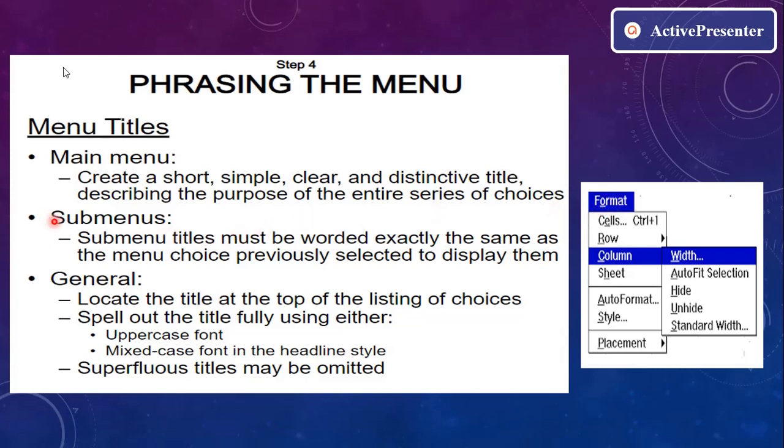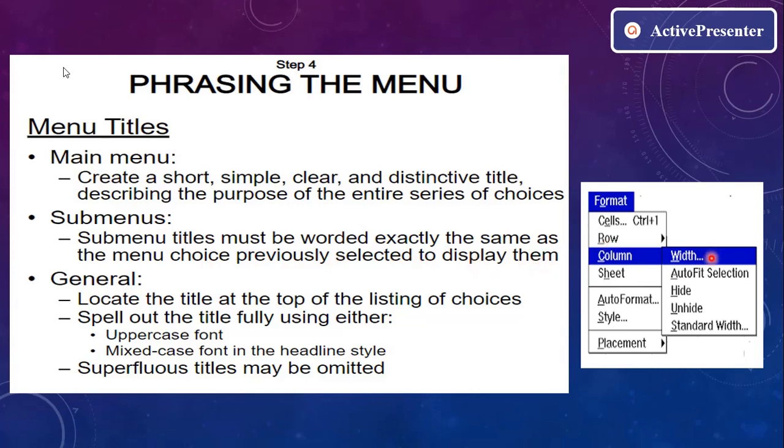Now, a sub menu. What is a sub menu? Under the choice column, you have one more choice, and it leads to one more sub menu. That has the choices width, auto fit, height, unhide, standard width. So how should this sub menu be? Sub menu titles must be worded exactly the same as the main menu choice, and it should be the menu choice previously selected to display them.